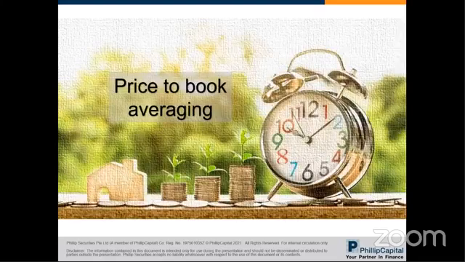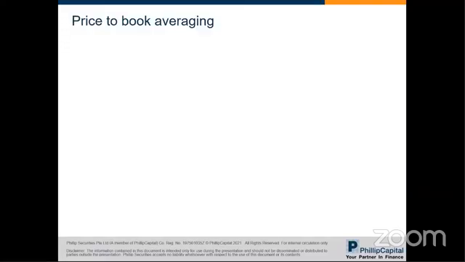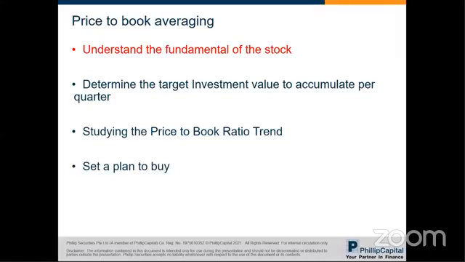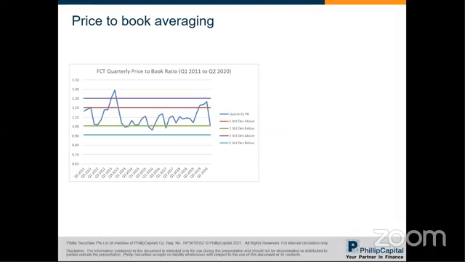So lastly, there is another interesting way of investing, which is price to book averaging. We have to study, first thing, the fundamental of the stock. Next thing, we also set a target investment value to accumulate per quarter. Then we need to study even more. We need to see what the price to book ratio trend is, and we need to set a plan to buy. So for example, this is the price to book ratio trend for Fraser Centrepoint from first quarter of 2011 to second quarter of 2020.